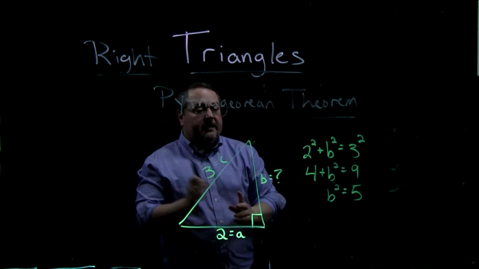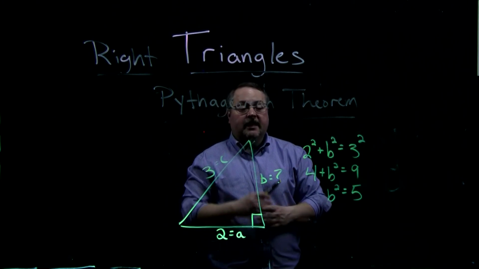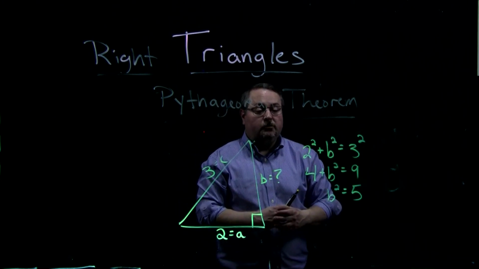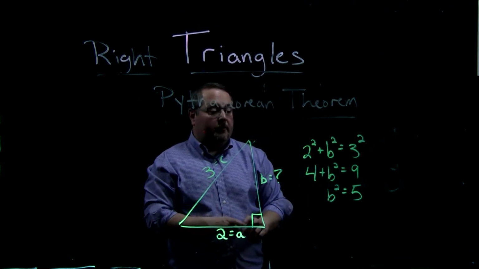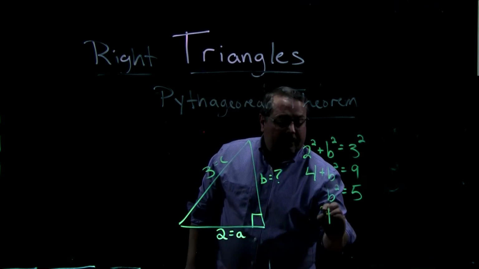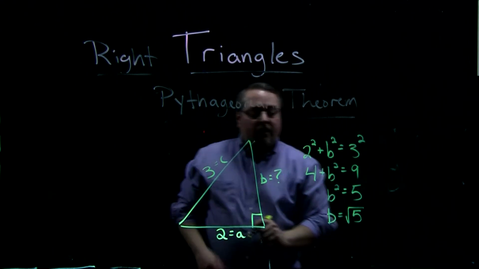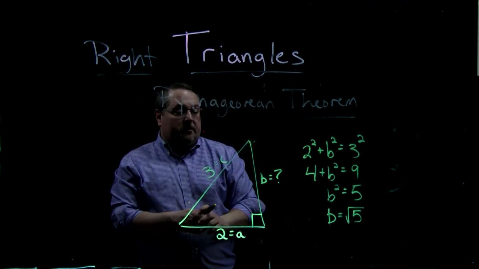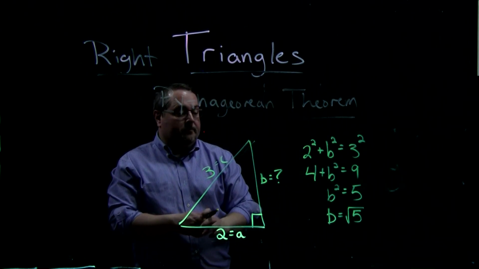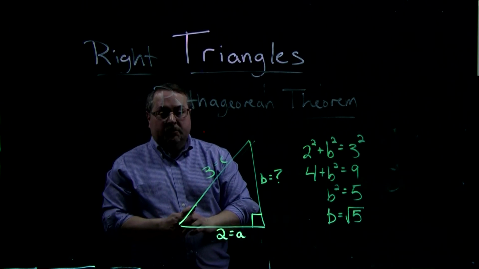We want to solve for B, so we'll move everything else to the right-hand side. Subtracting 4 from both sides, we get that B squared is equal to 5. And then we can solve by taking the square root. And again, B is going to be a length. It's always going to be positive. Therefore, it's going to be the positive square root of 5.